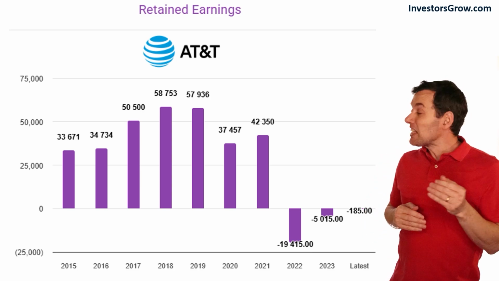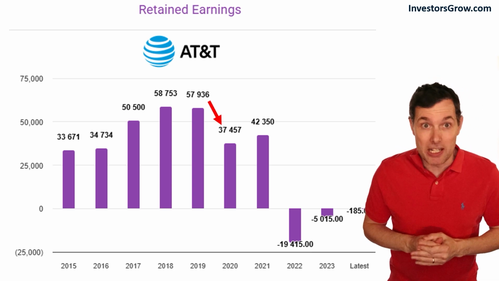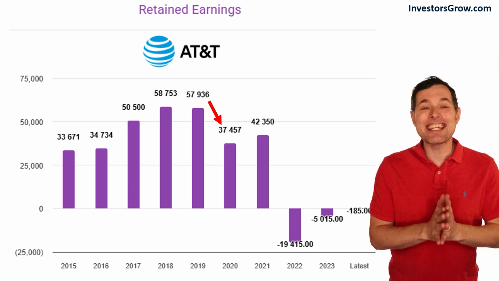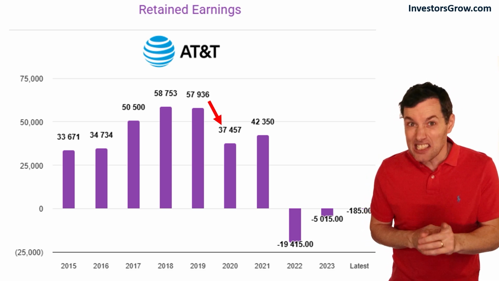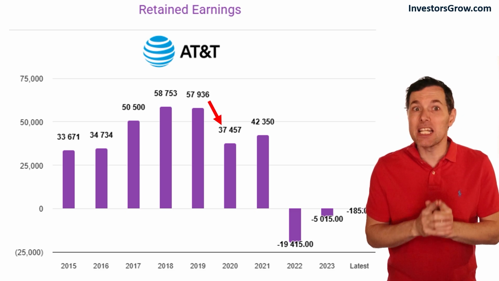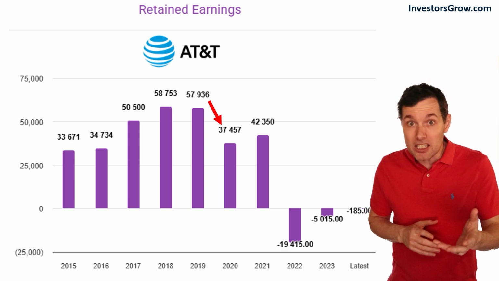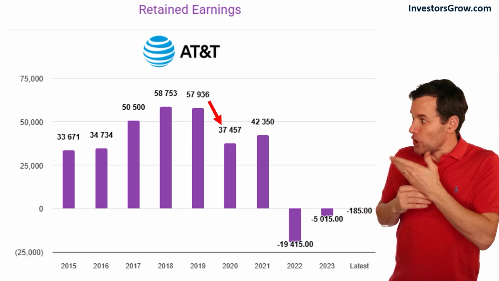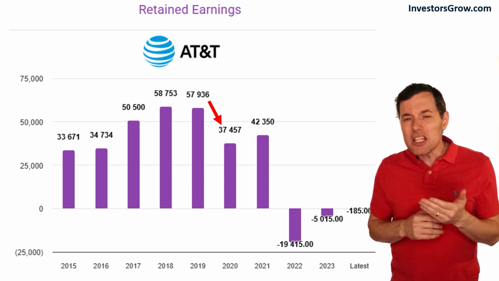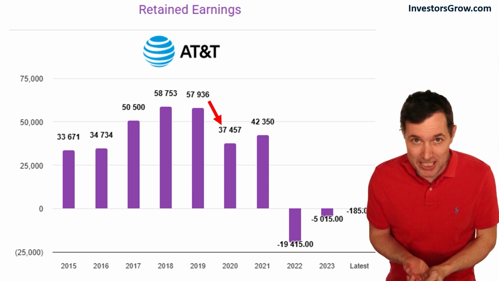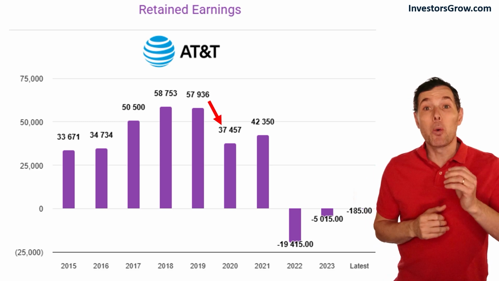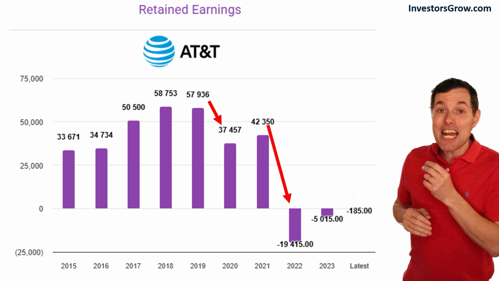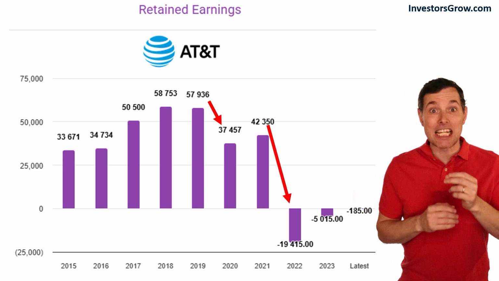So first, we can see that there was a big drop back in 2020. In 2020, AT&T had a net income loss of about $5 billion. Plus, they paid about $15 billion in dividends. And clearly, we can see that in the chart on retained earnings. They were clearly paying out too much by way of dividends, so there was a big drop in retained earnings. Then, in 2022, we can see that the retained earnings dropped by about $60 billion.